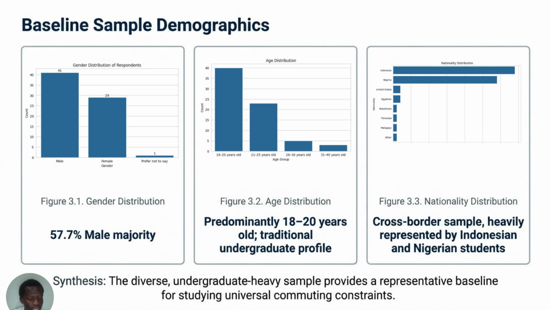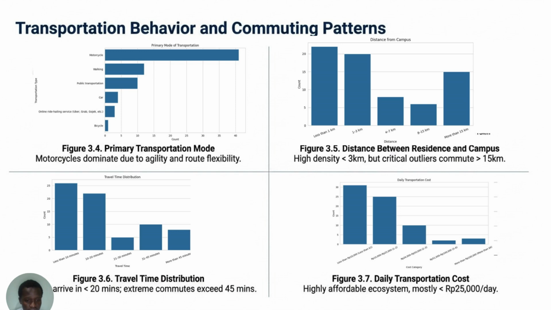While for the age distribution, the most predominant age is 18 to 20 years old, which is the majority of them. These are traditional undergraduate profiles. And for nationality, there are a lot of nationalities, but the cross-border samples are heavily represented by Indonesian and Nigerian students. So this diverse, undergraduate-heavy sample provides a representative baseline for studying university commuting and its contrasts.